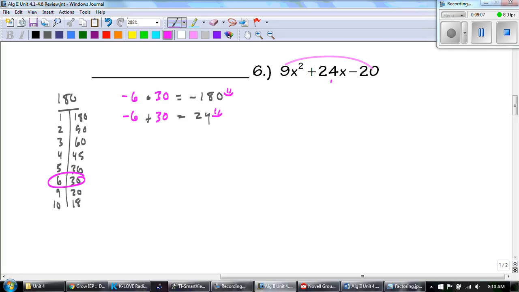All right, so we've done a couple of these now. You are on your own for the rest of this. I've got 9x squared minus 6x plus 30x minus 20. Okay, go ahead and pause the video and factor. Good luck.